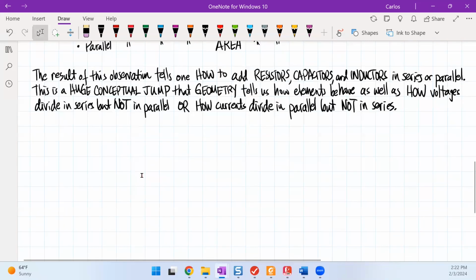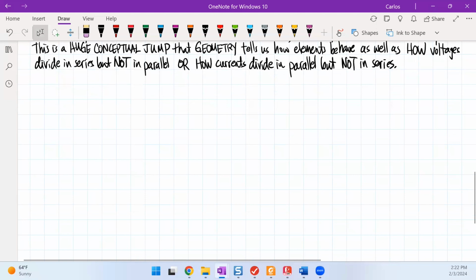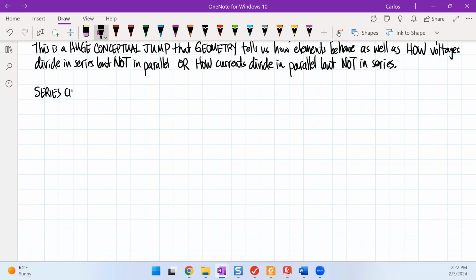So now let's look at these individual series elements. So here we go. We're going to look at series circuit fundamentals.